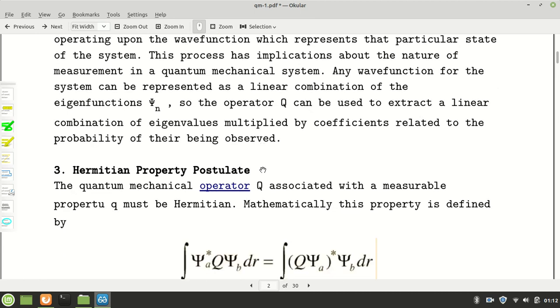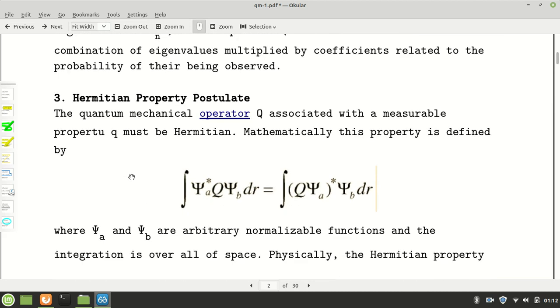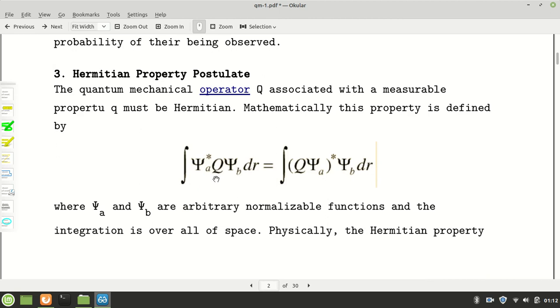And the operators should follow the Hermitian property. Hermitian property means an operator satisfies this kind of equation, where psi a and psi b are two wave functions of the system, that is, two states. There are several states of the system. What do you mean by the state?